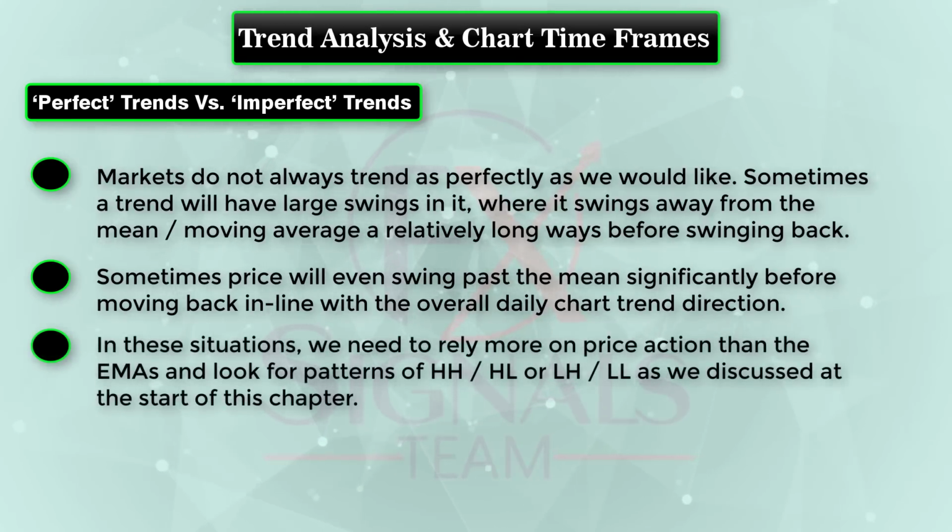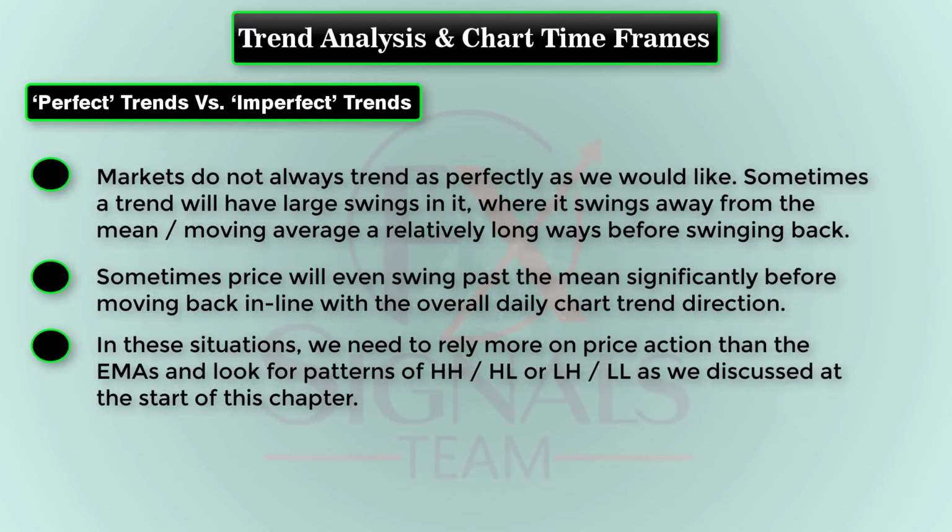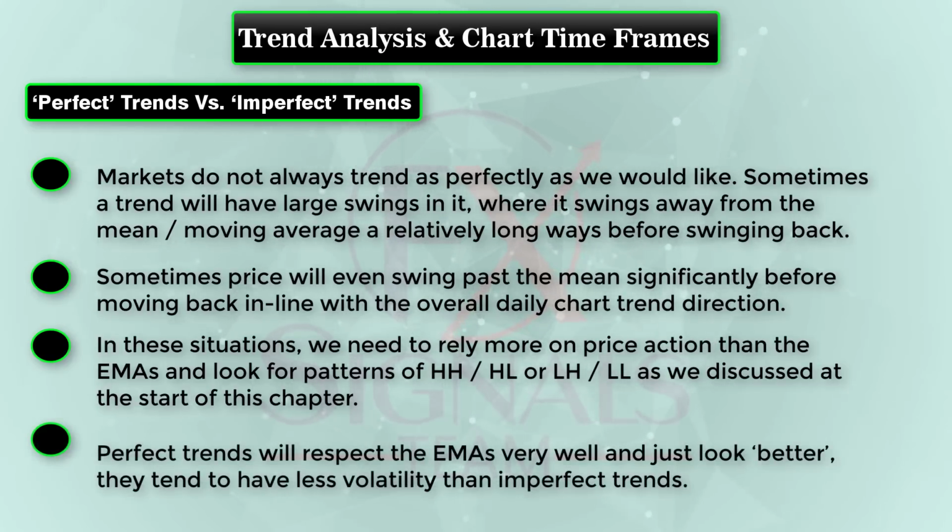direction. In these situations, we need to rely more on price action than the EMAs and look for patterns of HH, HL or LH, LL as we discussed at the start of this chapter. Perfect trends will respect the EMAs very well and just look better. They tend to have less volatility than imperfect trends.